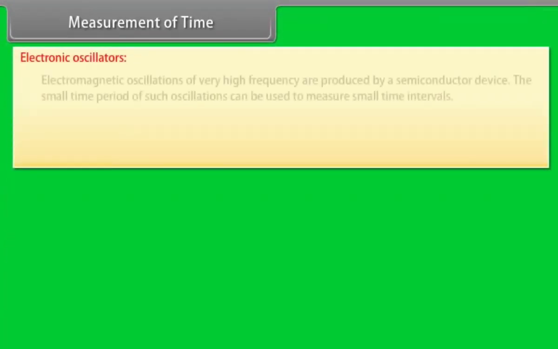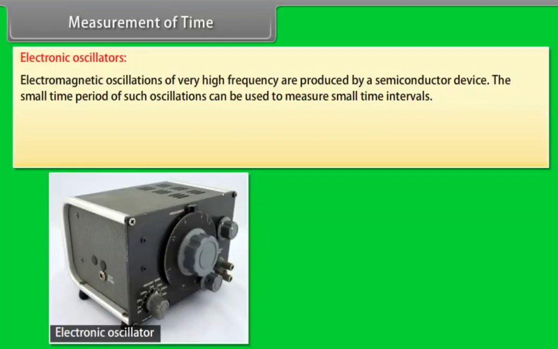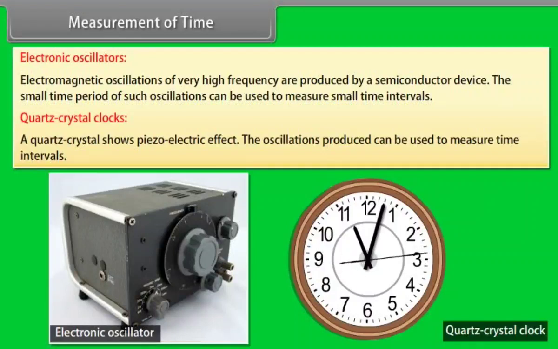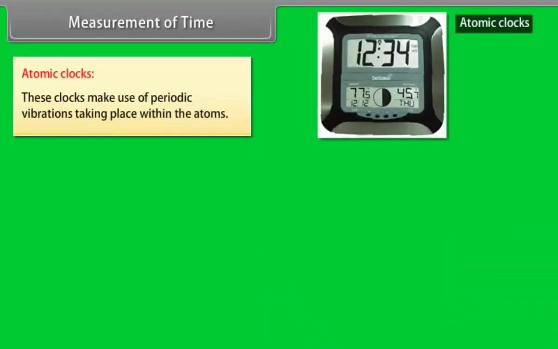Electronic oscillators. Electromagnetic oscillations of very high frequency are produced by a semiconductor device. The small time period of such oscillations can be used to measure small time intervals. Quartz crystal clocks: a quartz crystal shows piezoelectric effect. The oscillations produced can be used to measure time intervals. Atomic clocks: these clocks make use of periodic vibrations taking place within the atoms.